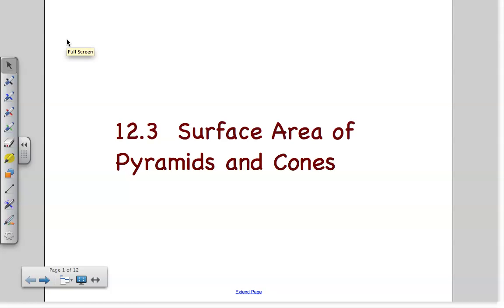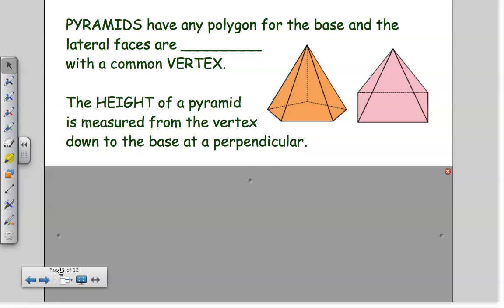In section 12.3, we're looking at surface area again, but this time we need to come up with surface area of pyramids and cones. So talking a little bit about pyramids to start. Pyramids have any polygon for the base. Here I have a pentagonal pyramid, pentagon for the base. Here I have a square pyramid because the base is a square. So any polygon can be the base shape.